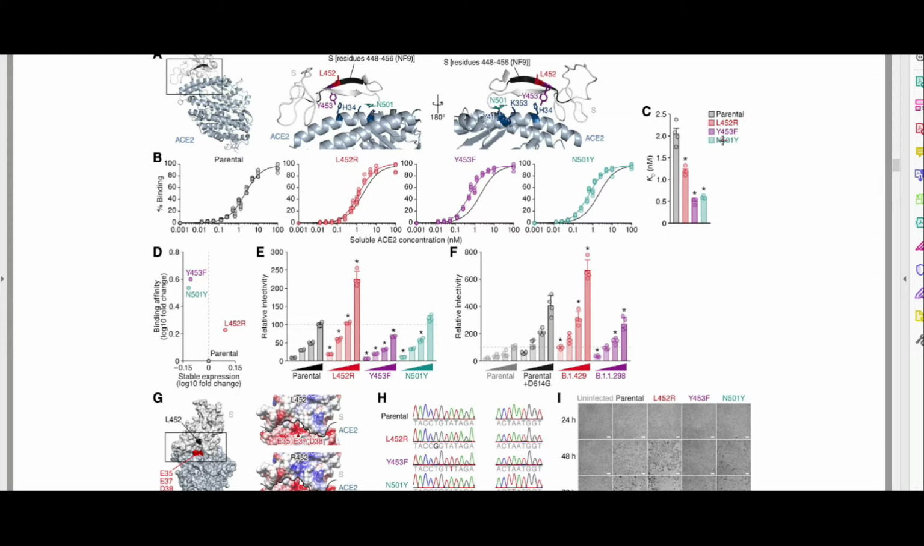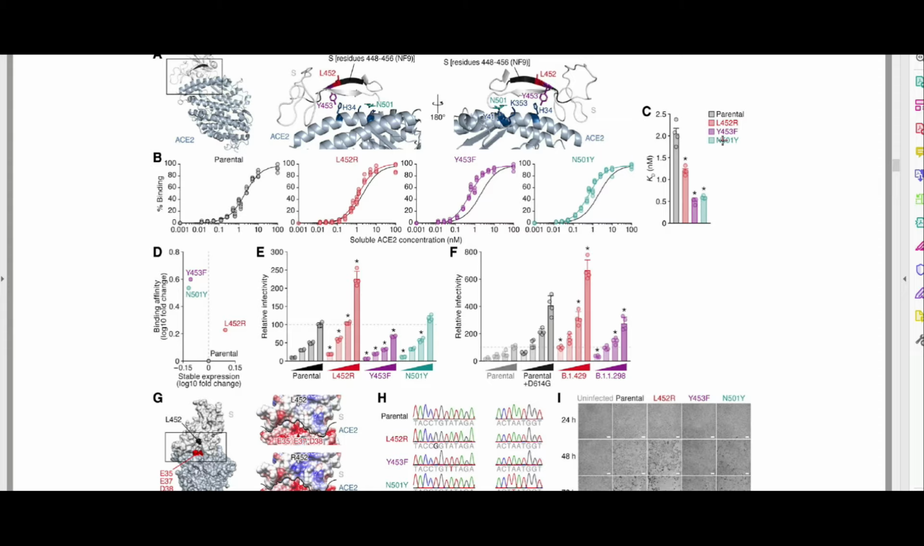And so what we see here is that this L452R drastically increases the infectivity. We can see that this D614G increases it quite a bit too, but then this L452R is actually increasing it quite a bit more. So this is the B.1.429, which is one of the variants that has this L452R. And so we can see that that confers more infectivity onto the coronavirus, onto COVID.